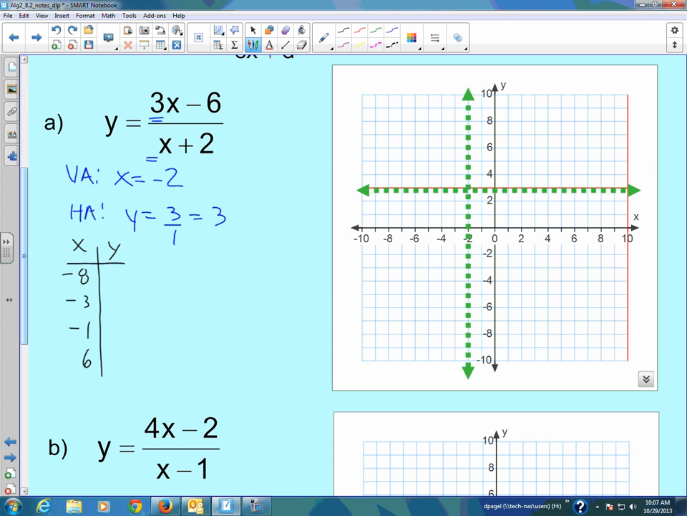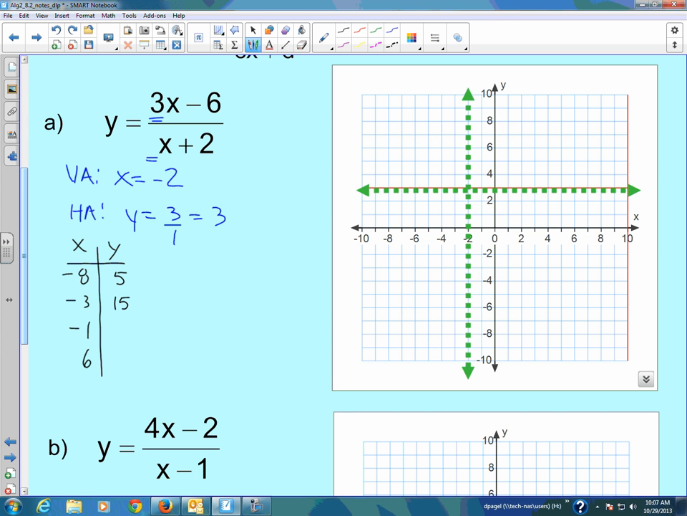Plug them in. -8. If I plug a -8 into the top, I get -24 minus 6. So -30 on the top. -8 on the bottom. -8 plus 2 is -6. So -30 over -6 is a positive 5. -3 on the top makes -9 minus 6, which is -15. -3 on the bottom makes a -1. So -15 over -1 is a 15.